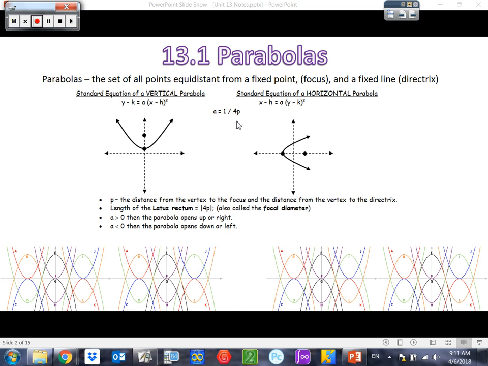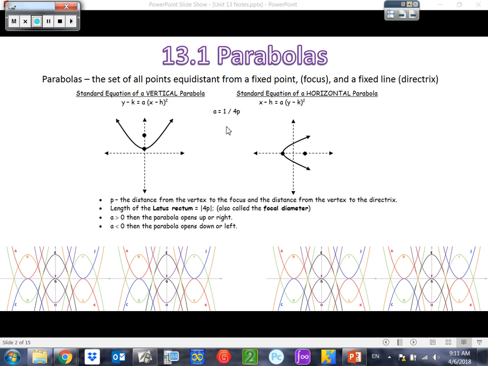We have a couple of other formulas we have to memorize. This one, a equals 1 over 4p. That gives us the relationship between a, which is this location right here, and p. p is the distance from the vertex to the focus and the distance from the vertex to the directrix. So that's what p is, a distance. This equation gives us a relationship between a and p, so that if we have one, we could find the other and vice versa.